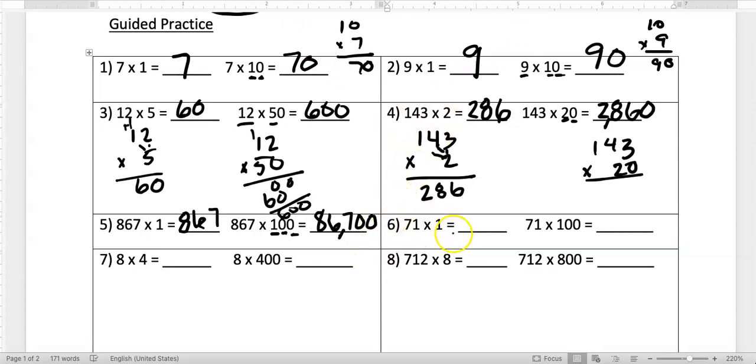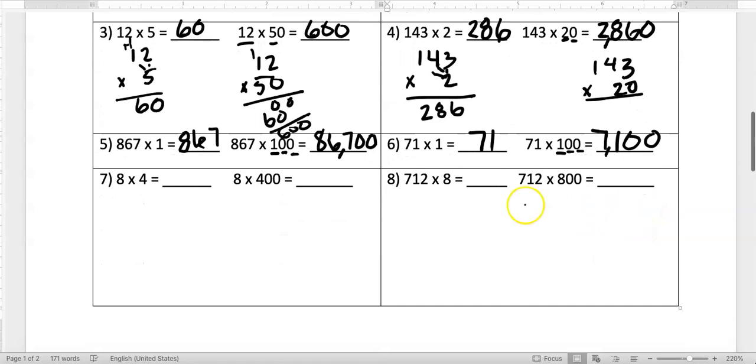Coming over to number 6. I have 71 times 1, which is 71. Coming over, I have 71 times 1, which again is 71. I have these 2 zeros. I'm simply going to add those 2 zeros at the end. Coming over, 1, 2, 3. My answer is 7,100.